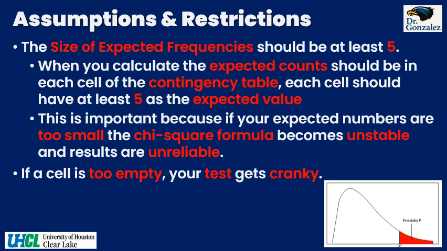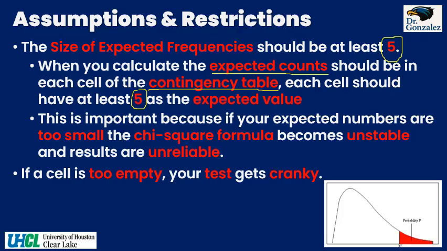Another assumption or restriction is the size of the expected frequencies. In a contingency table for a chi-square, we need the expected frequency in each cell to be at least 5. You calculate what's called an expected count in each cell, and that cell should have a minimum expected value of 5. Anything above that is fine, but anything below 5 is not acceptable, and you would not use a chi-square.